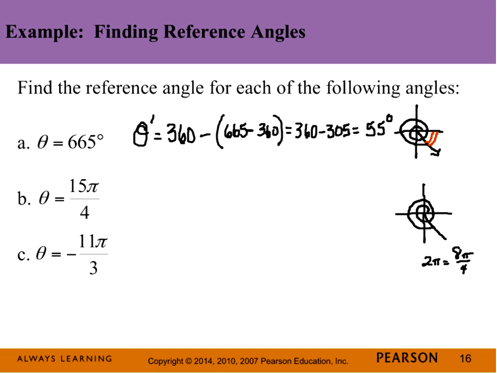So it looks like we're in quadrant 4 again. So our reference angle is going to go back up to the positive side of the x-axis.